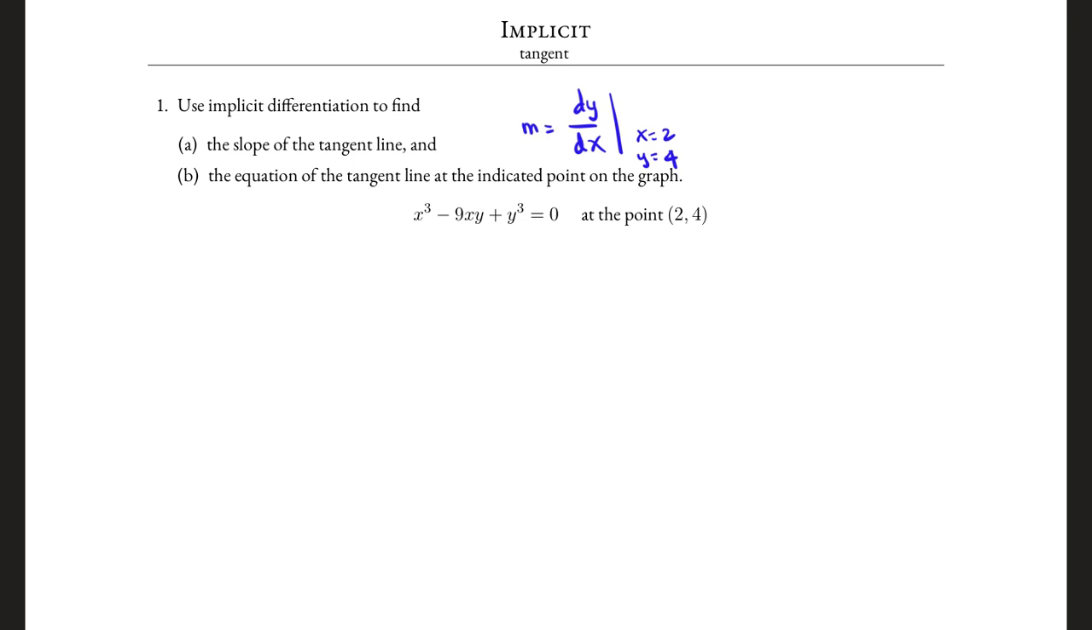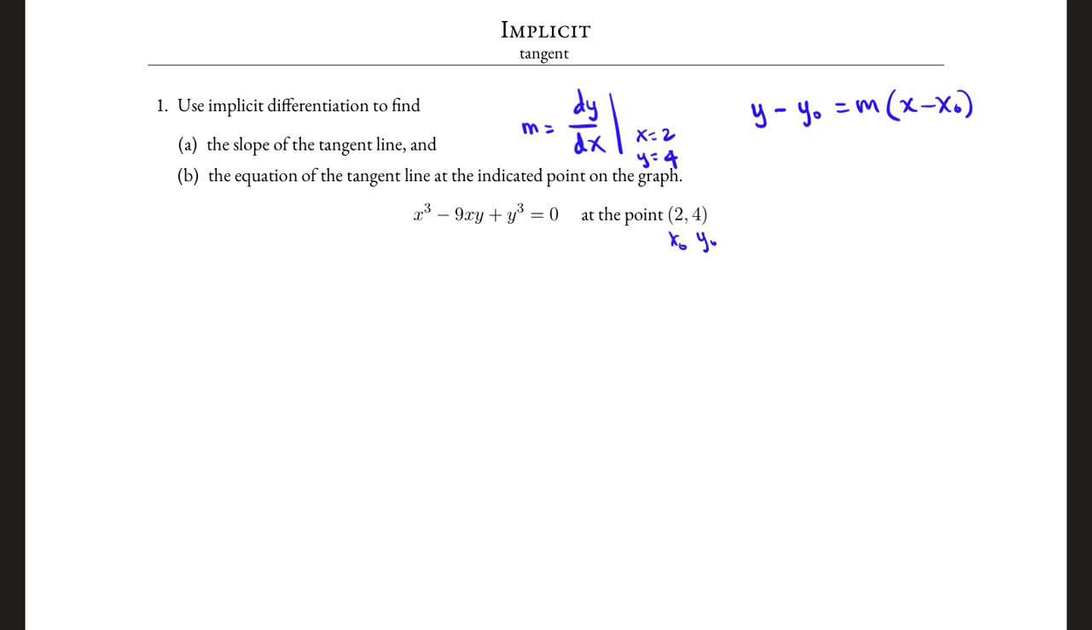Then, after we found the slope, we can use the point-slope formula y minus y sub 0 equals m times x minus x sub 0 to find the equation of the tangent line, where x naught is 2 and y naught is 4. And so the first task we would need to do is to find the derivative. This equation is given in implicit form, so we will use implicit differentiation.